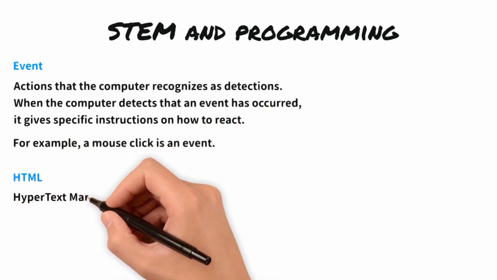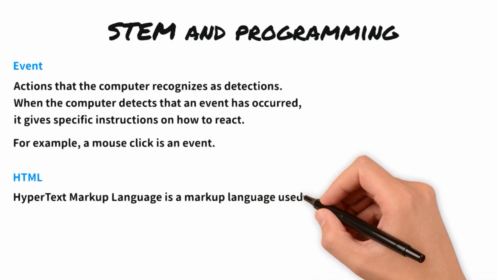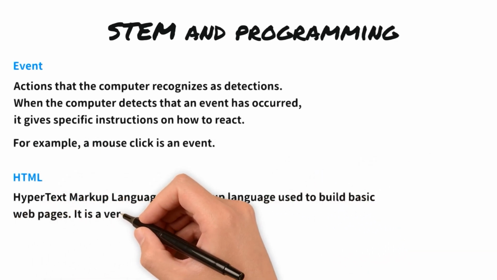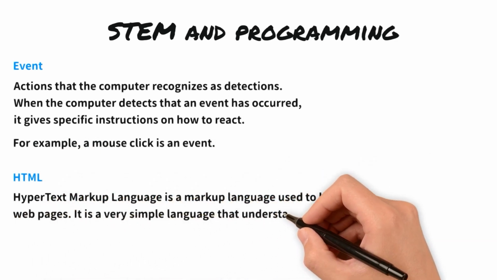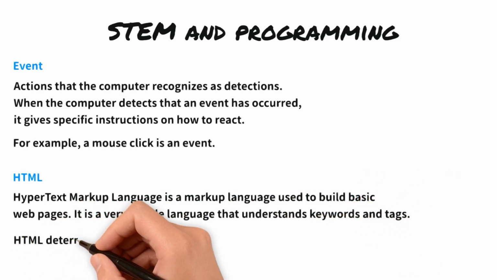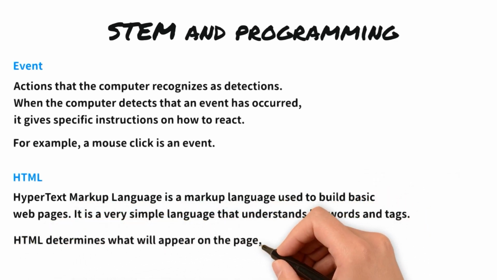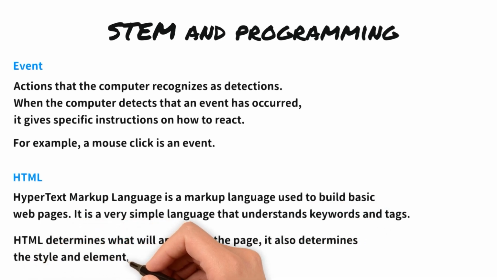HTML, Hypertext Markup Language, is a markup language used to build basic web pages. It is a very simple language that understands keywords and tags. HTML determines what will appear on the page. It also determines the style and the elements that appear on the page.